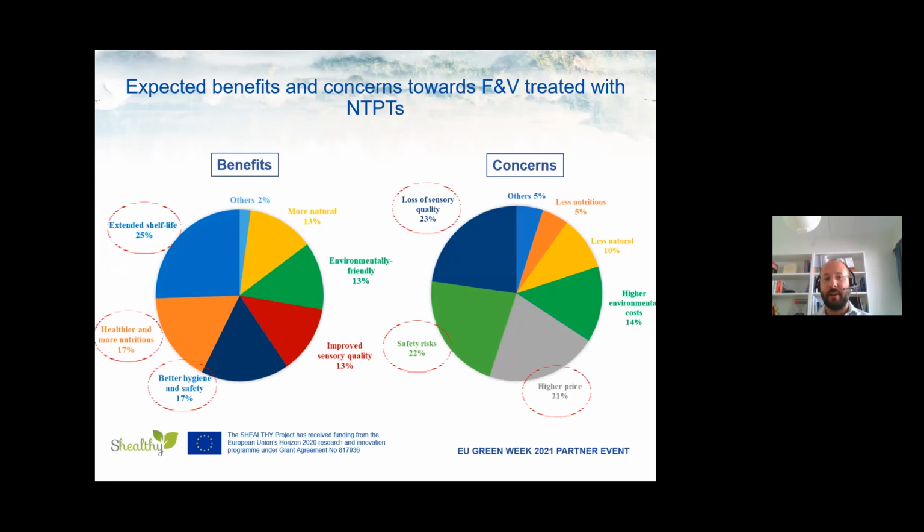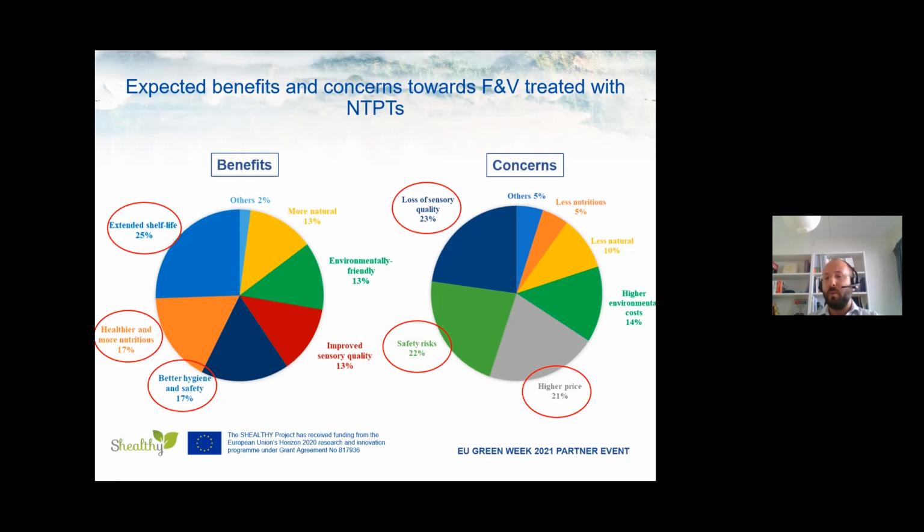Most of the benefits related to shelf life extension, so wasting less food, having healthier and more nutritious foods, and better hygiene and safety, essentially. Whereas from the concerns point of view, most quotes from the consumers related to potential changes and loss of sensory quality, so affecting the taste in a negative way, safety risk for health, and potentially resulting in a higher price.